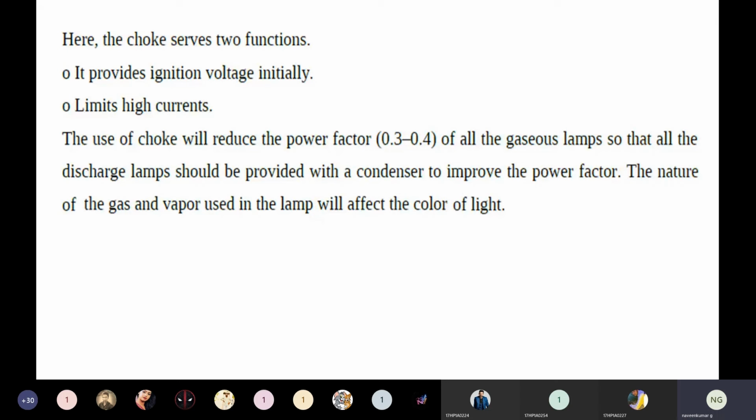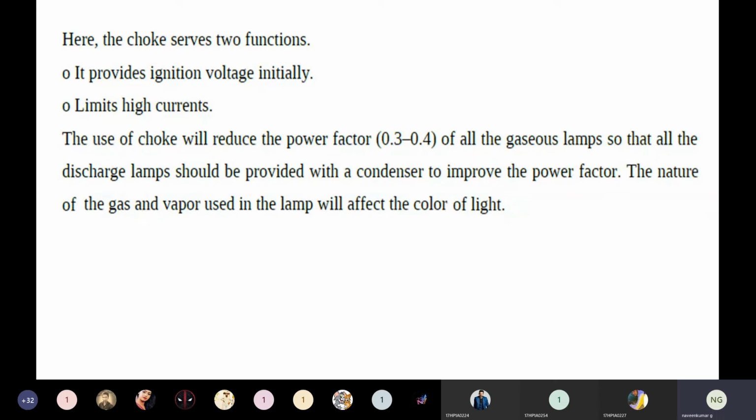The use of choke will reduce the power factor to 0.3 to 0.4 from your operating power factor of usually 0.9 of all gaseous lamps. So this is a drawback. To overcome this, we are using a condenser. What is a condenser? Condenser is nothing but a small capacitor, which is a reactive power compensation scheme to improve the power factor, that is brought down by the drawing of high currents from the electrodes and the gaseous medium in the start.